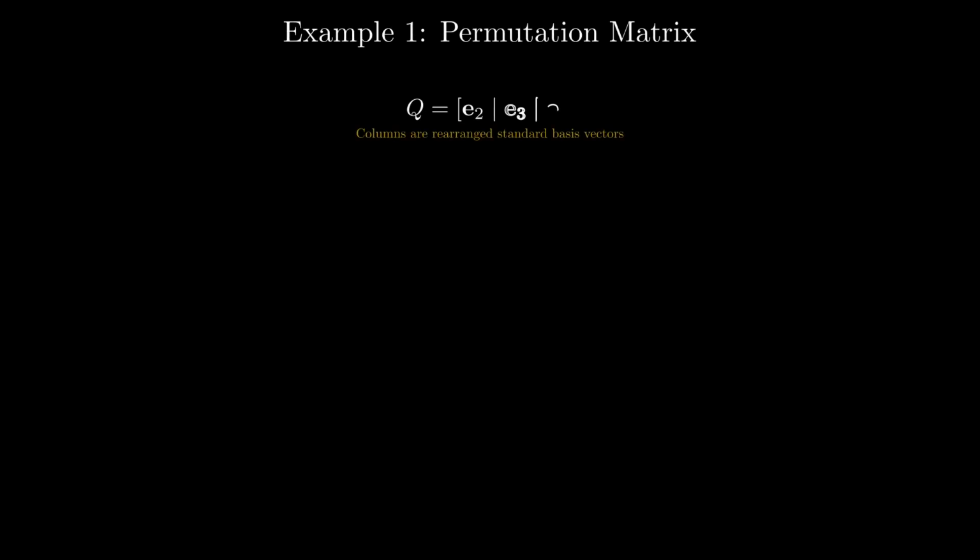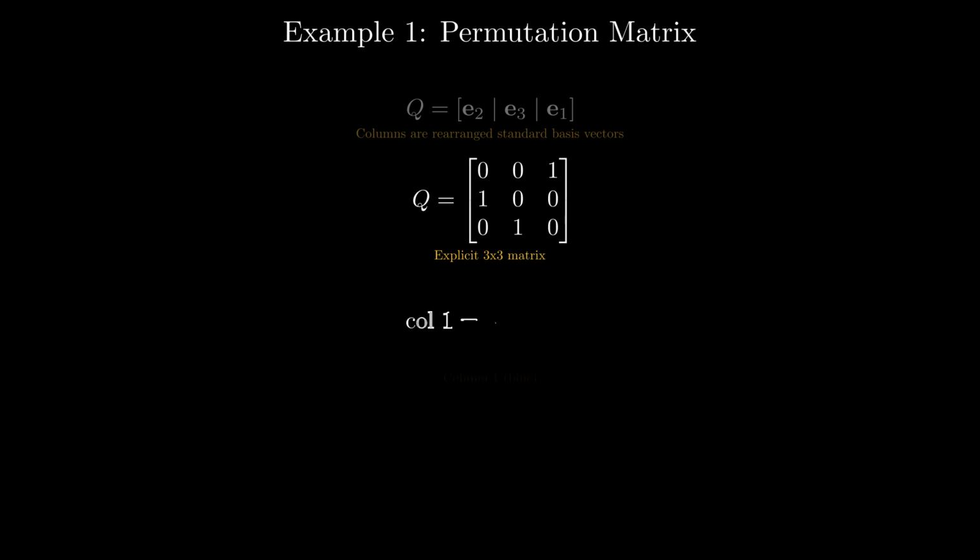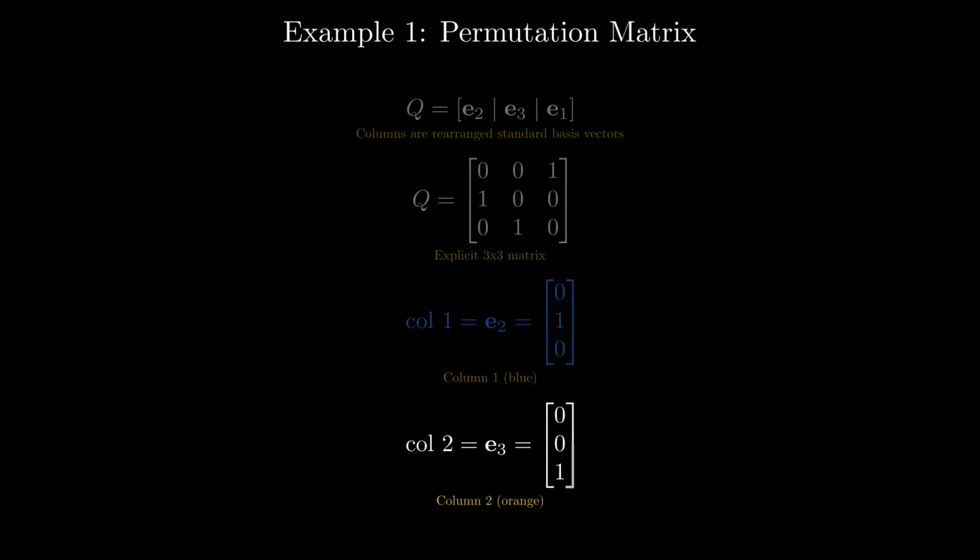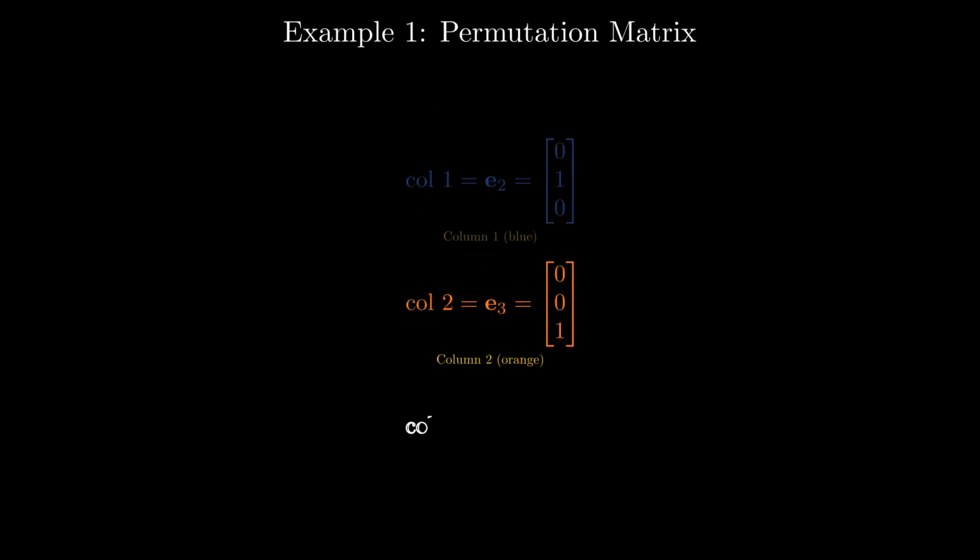Example 1, a permutation matrix. Take Q with columns E2, E3, E1, the standard basis vectors, just rearranged, written out. Q equals the matrix. Row 1 is 0, 0, 1. Row 2 is 1, 0, 0. Row 3 is 0, 1, 0. Let's identify each column. Column 1 is E2, which is 0, 1, 0 transpose, shown in blue. Column 2 is E3, which is 0, 0, 1 transpose, shown in orange. Column 3 is E1, which is 1, 0, 0 transpose, shown in green.